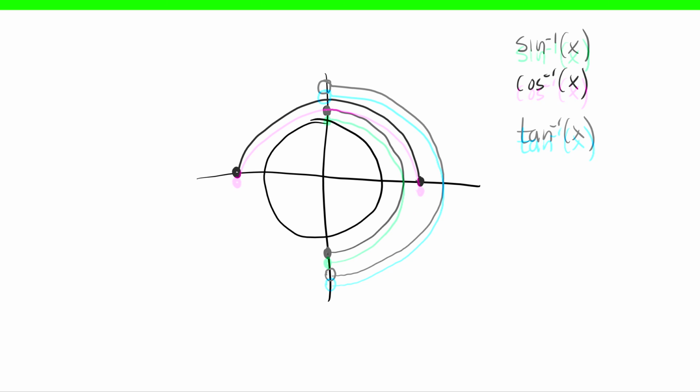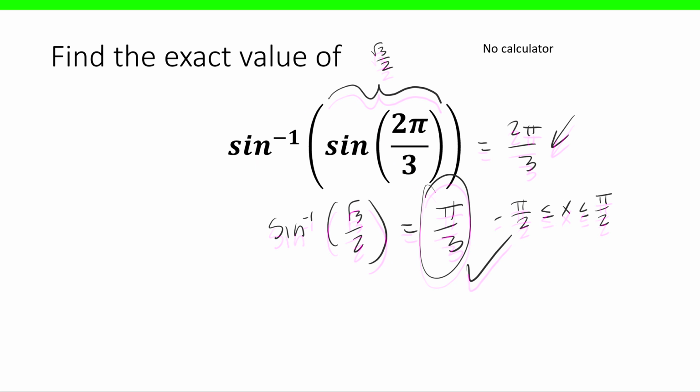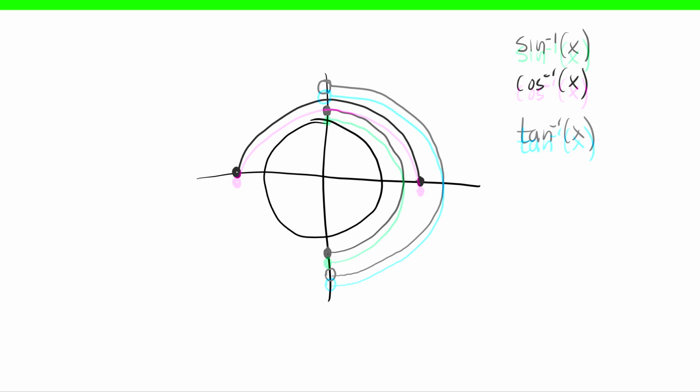This is screenshot worthy right here. This is something to keep handy. If we were in the classroom, it would be written on the board for your reference. It's something that will help you not run into the issue of this problem right here. It can't be 2 pi over 3 because I'm doing inverse sine, and 2 pi over 3 is over here. Inverse sine is green, so it's not going to work. I need to look for the equivalent value. Oh, it's that one, which was positive pi over 3.